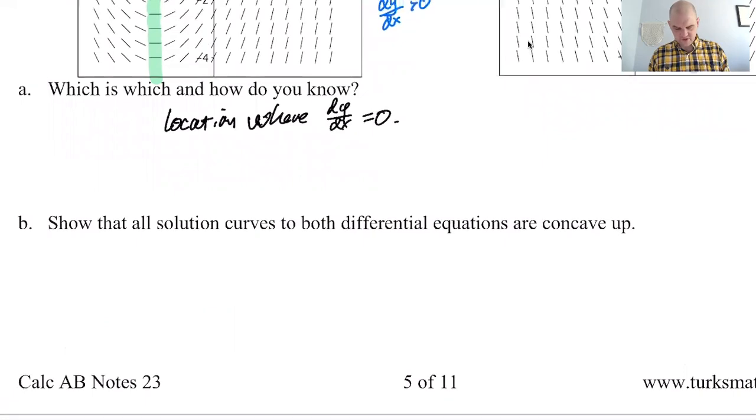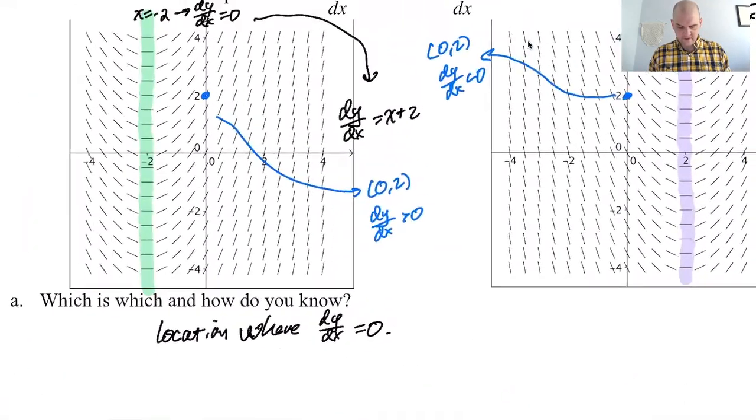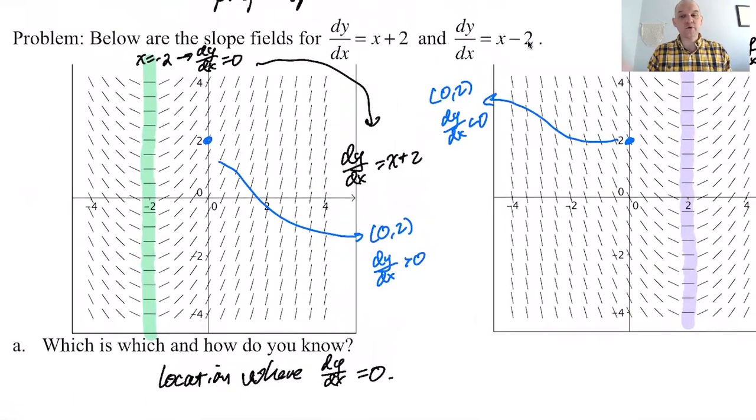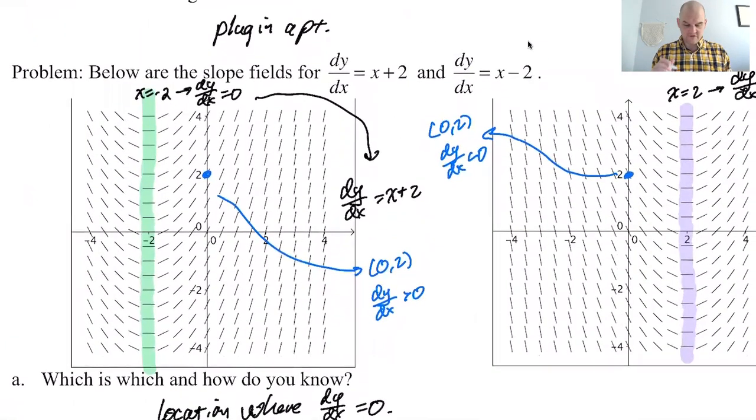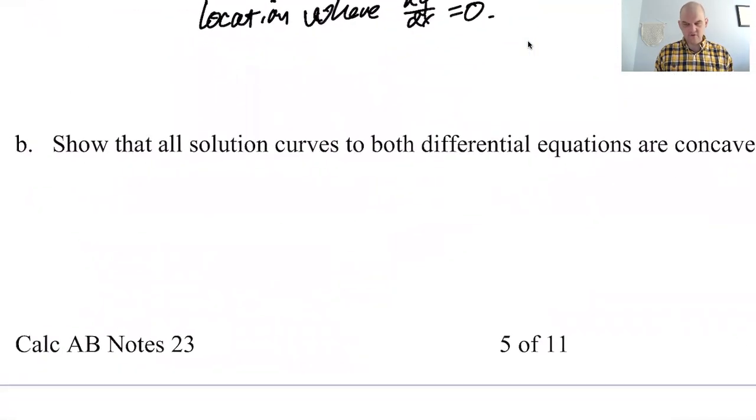Show that all solution curves to both differential equations are concave up. Okay, so I'm going to actually solve an even more general problem. So dy dx equals x plus 2, dy dx equals x minus 2. I need to show that those are concave up. I'm going to show that if dy dx equals x plus c, which both of these differential equations are of that form, so if I can show that this always has solutions that are concave up, I will have done it when c equals 2 and c equals -2, and we're good.